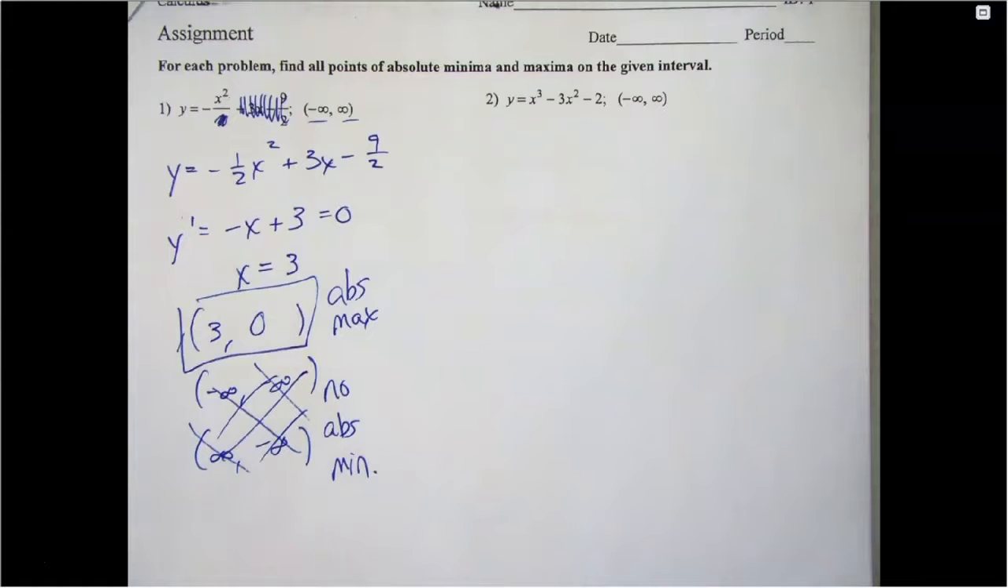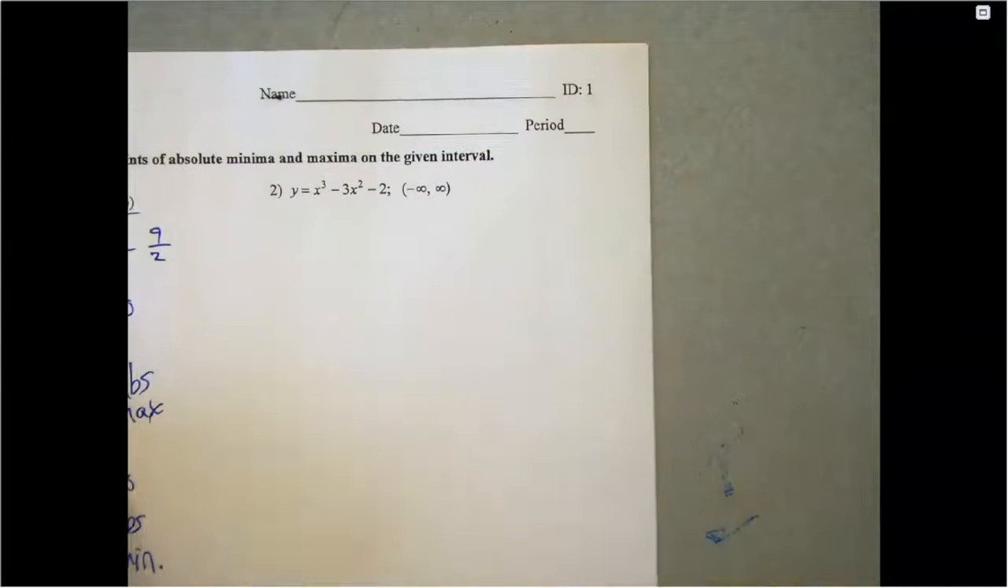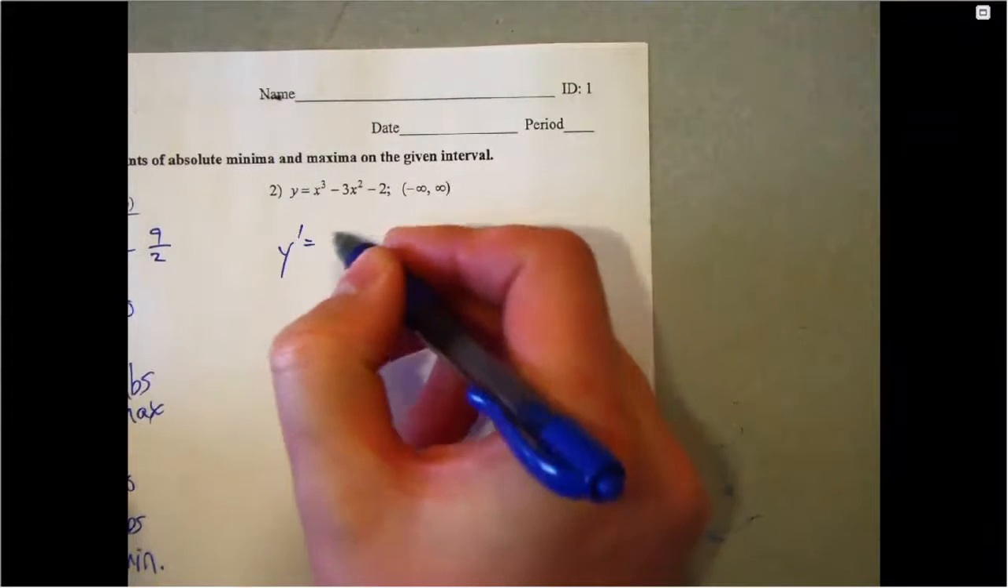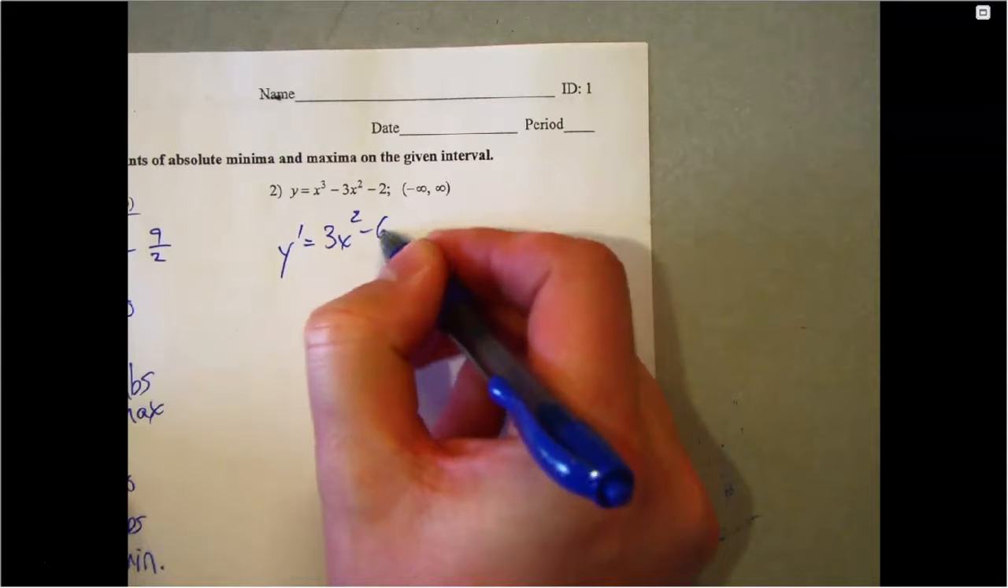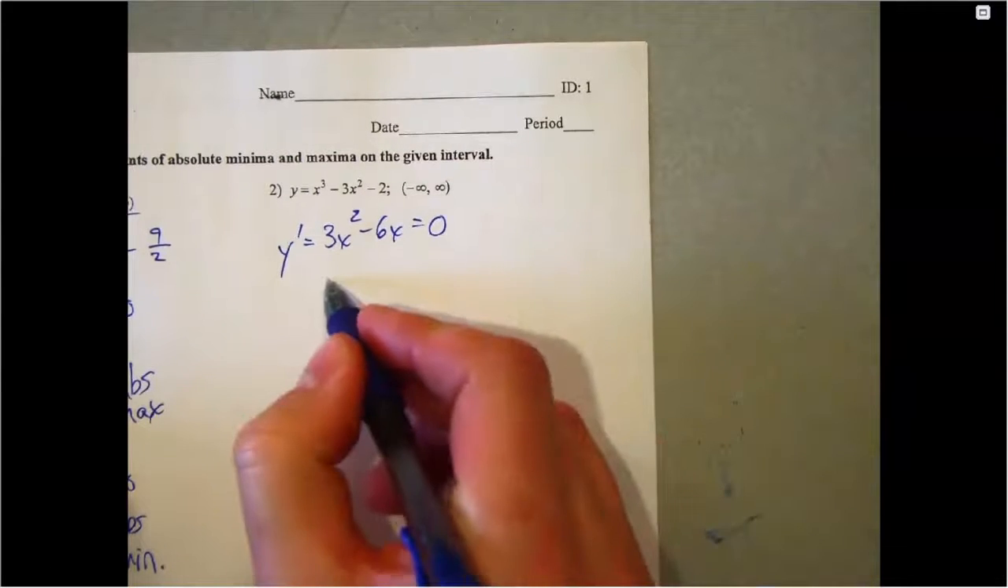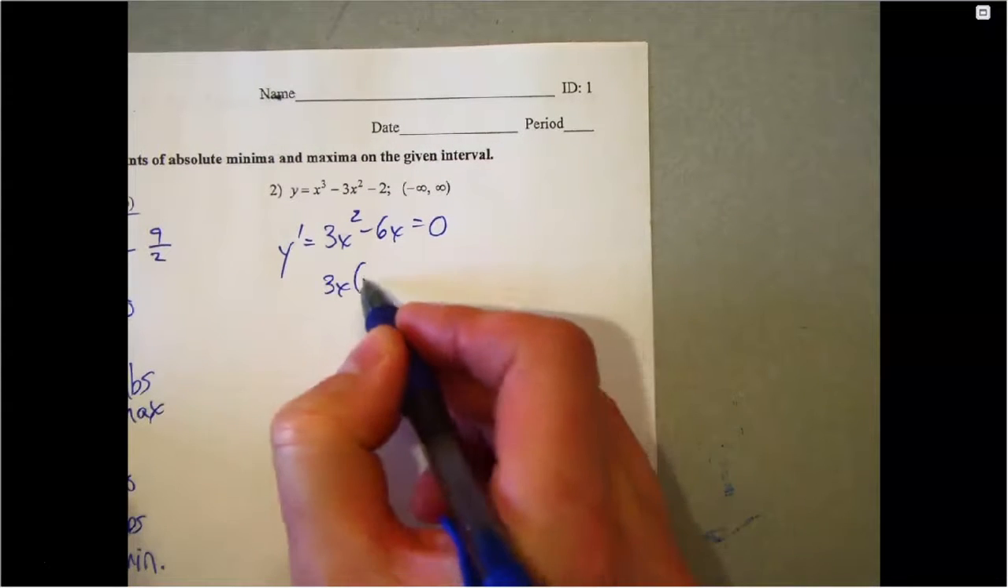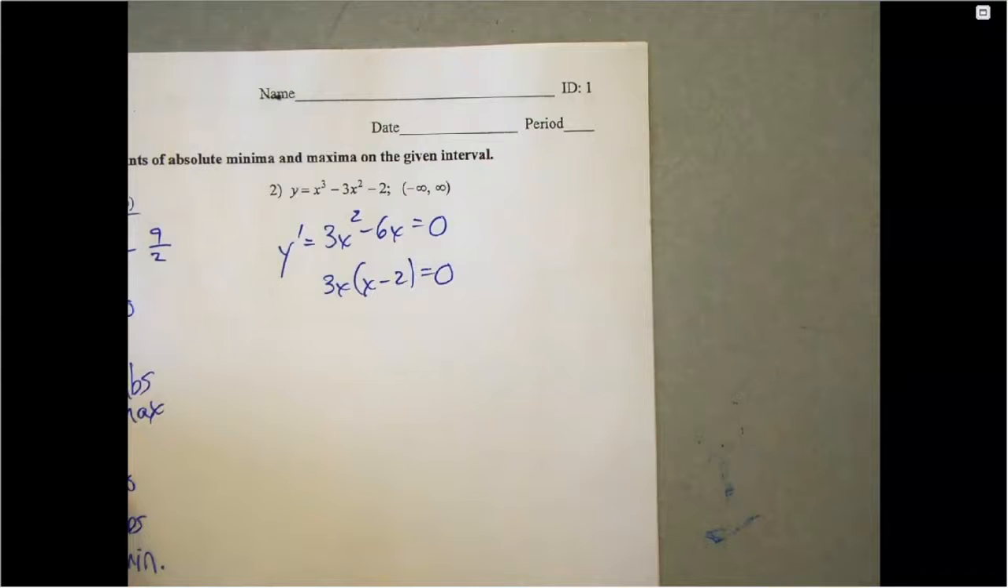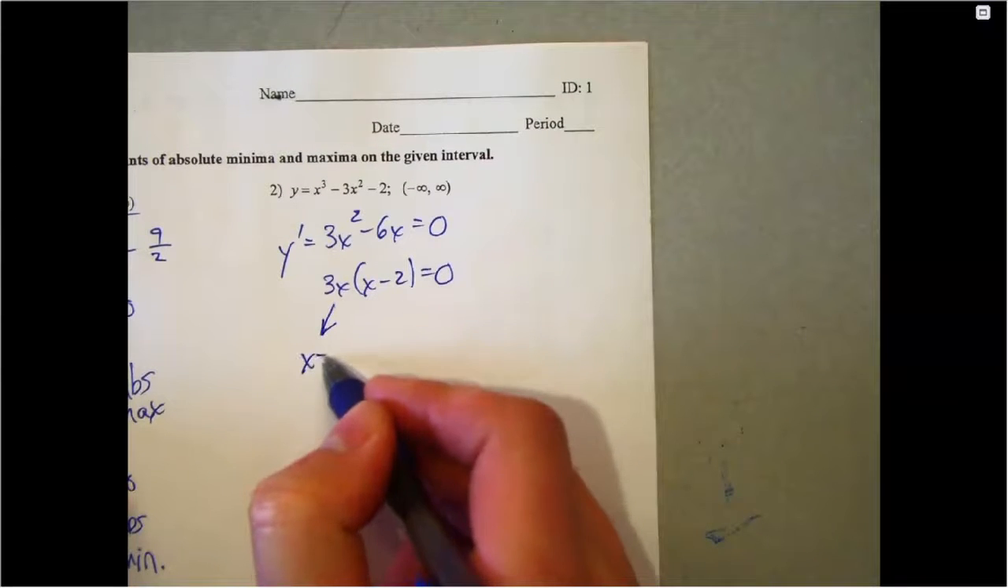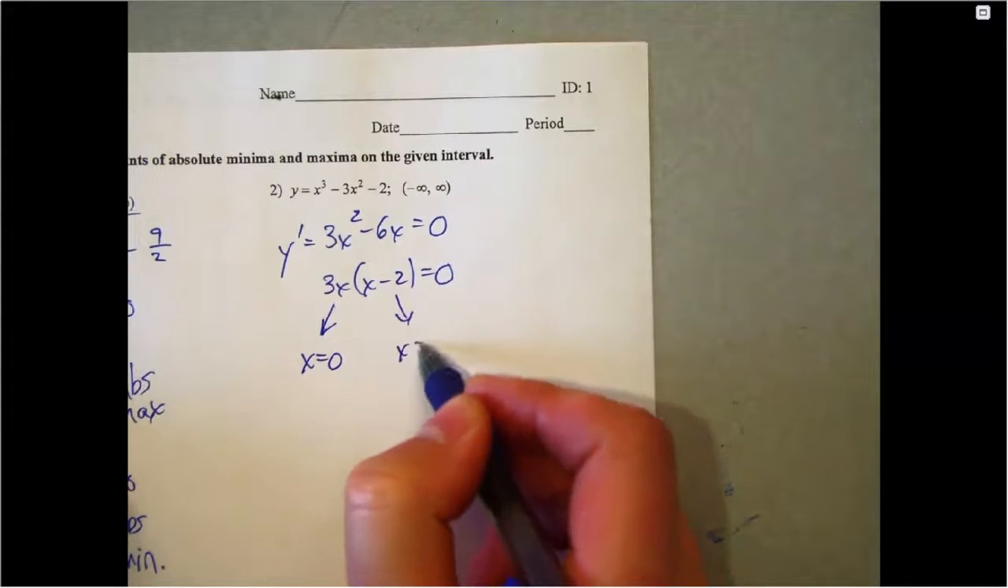So let's look at the next. Well, because there might not be a max either. So if we look at the next one, I think it happens in this one. If I take the derivative, 3x squared minus 6x equals 0. If I factor out a 3x, I get x minus 2 equals 0. If I solve those, I get x equals 0 and x equals 2.